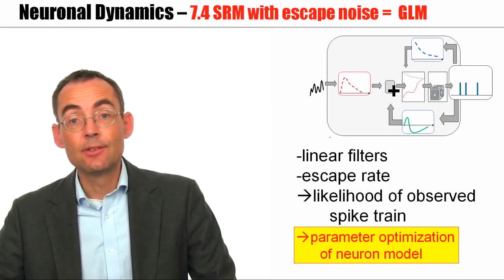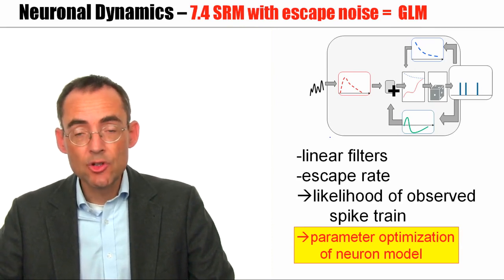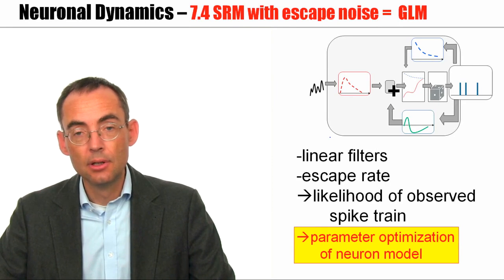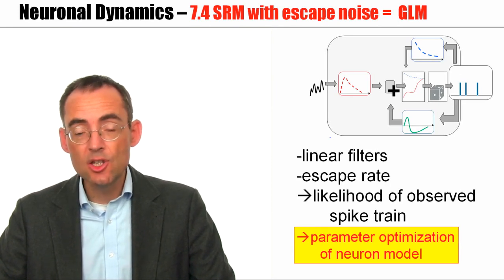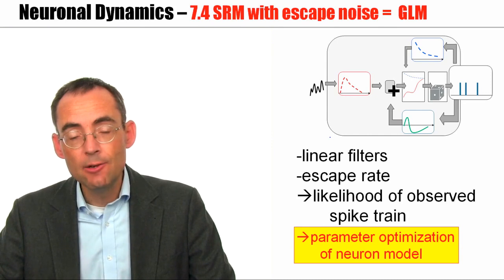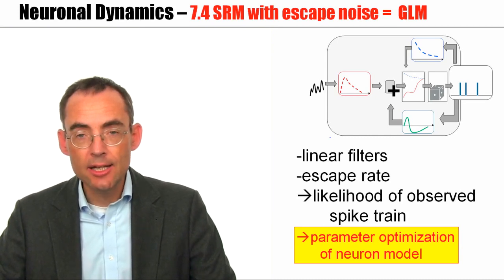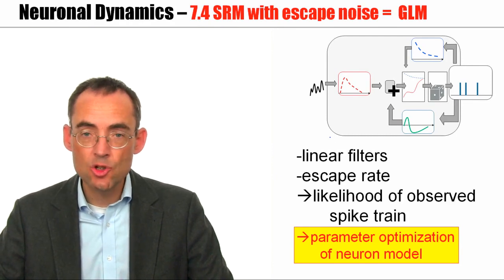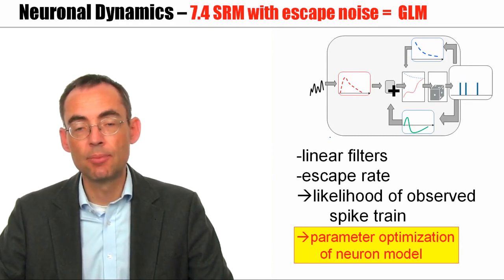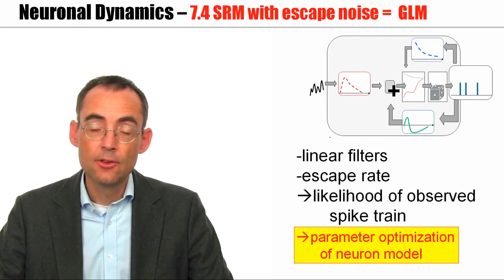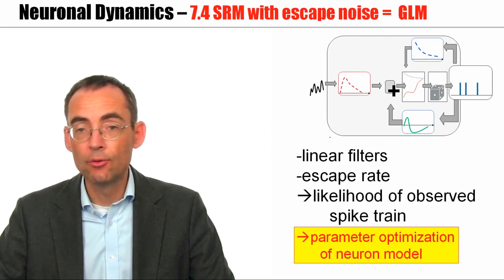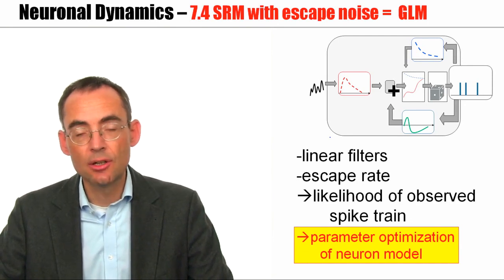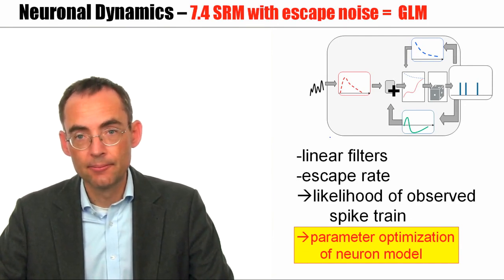We have seen that if you take a spike response model with its 3 linear filters, and if we add escape noise, then we can write down the likelihood of an observed spike train, the likelihood that such a spike train could have been generated by the model. Thus, we have a generative model for spike trains. That's a technical term used in the statistical and machine learning literature.